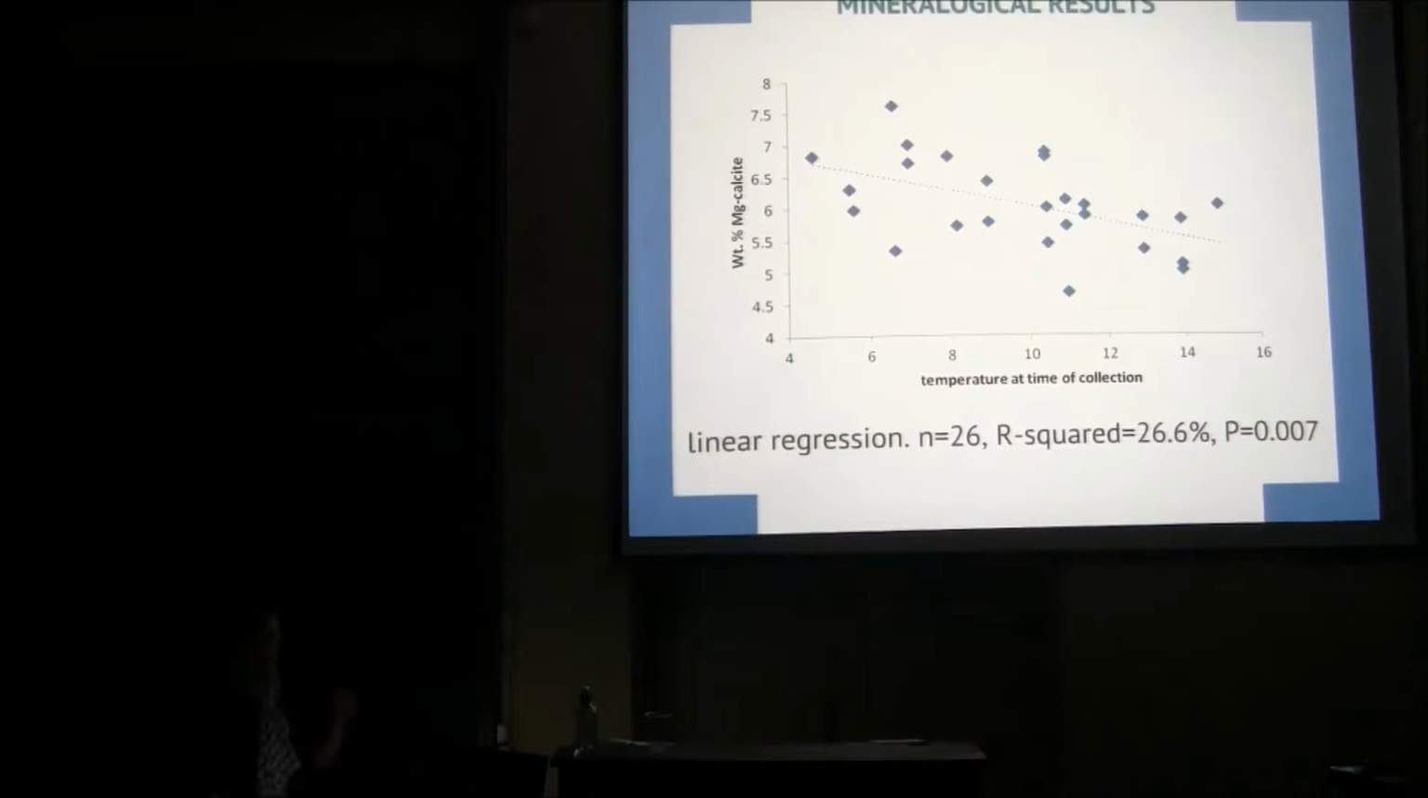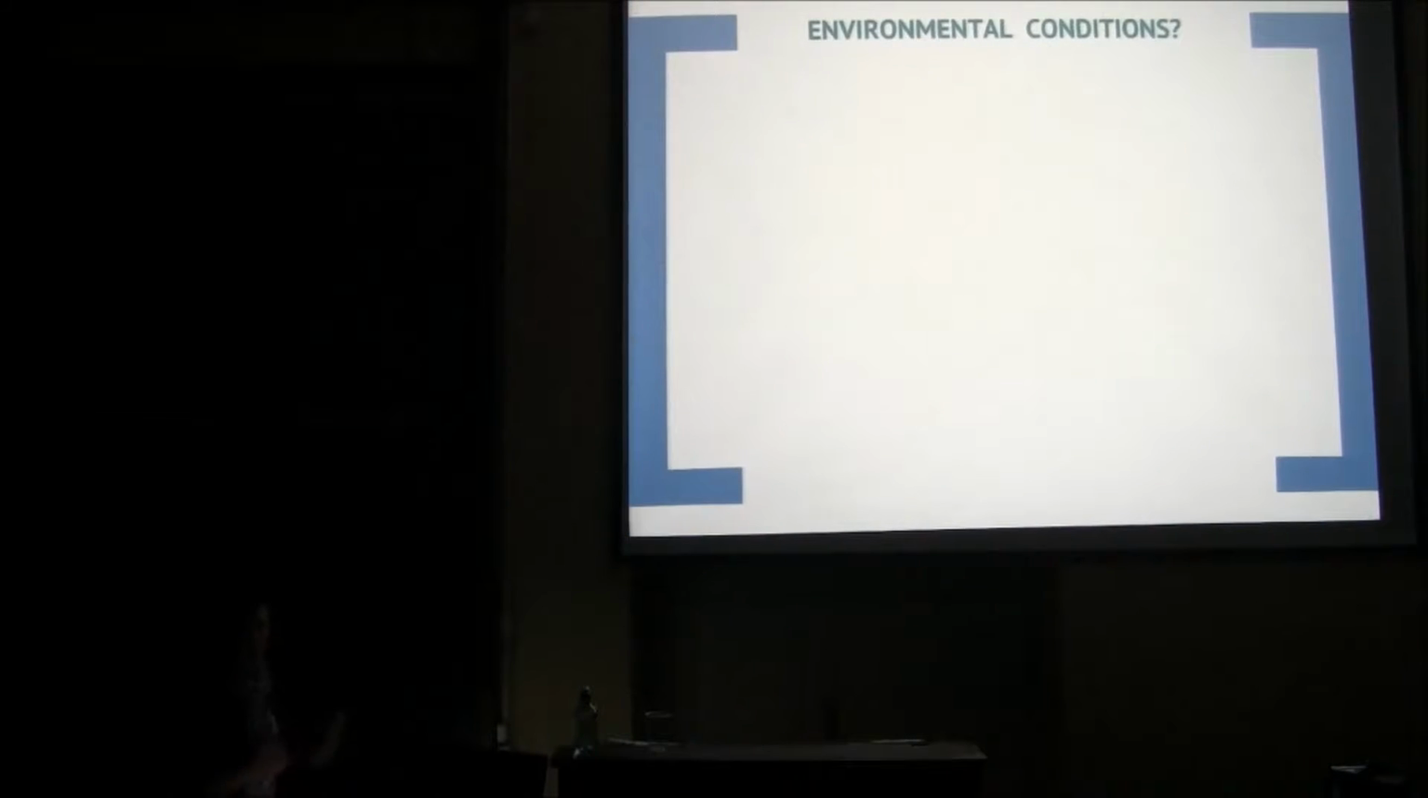Actually, if we look at it this way, it's not really a relationship, but it actually looks like the magnesium decreases as the temperature goes up. So it does the opposite of what you would expect if you were to look at the paleoclimatic rule. So this was a bit strange, and I looked at this and I thought, what is going on? Is there anything else that might be explaining it?